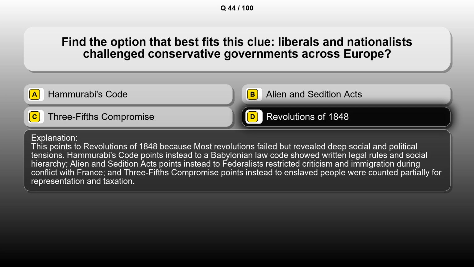This points to Revolutions of 1848 because most revolutions failed but revealed deep social and political tensions. Hammurabi's Code points instead to a Babylonian law code showed written legal rules and social hierarchy. Alien and Sedition Acts points instead to Federalists restricted criticism and immigration during conflict with France, and 3-5 Compromise points instead to enslaved people were counted partially for representation and taxation.